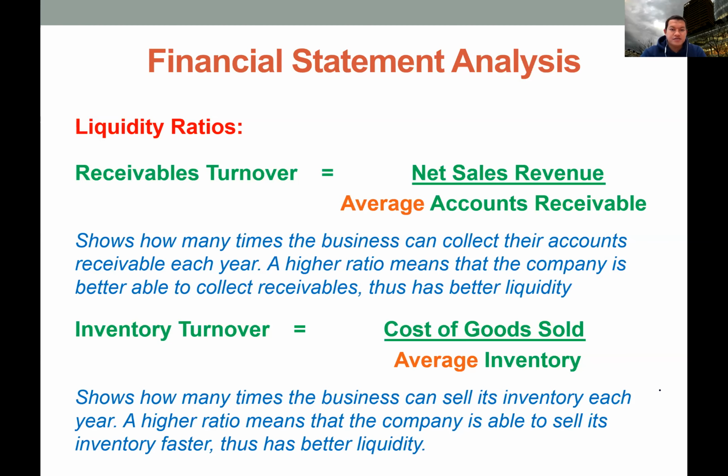So the formula is net sales divided by the average account receivable. You have to calculate the average by adding the beginning balance of account receivable plus the ending balance, and then divide by 2. Then you just use this in comparison with the net sales. You should expect that this ratio should be more than 1.